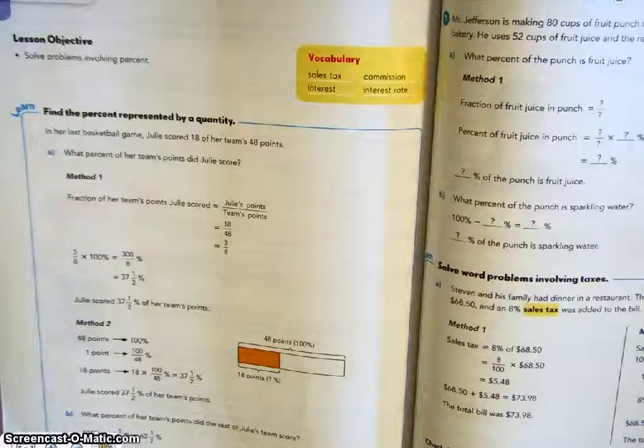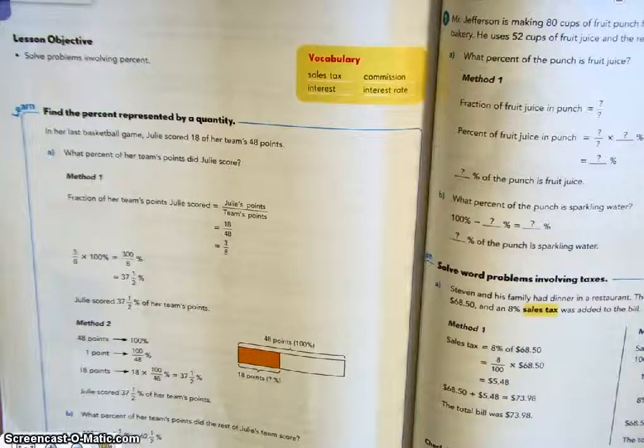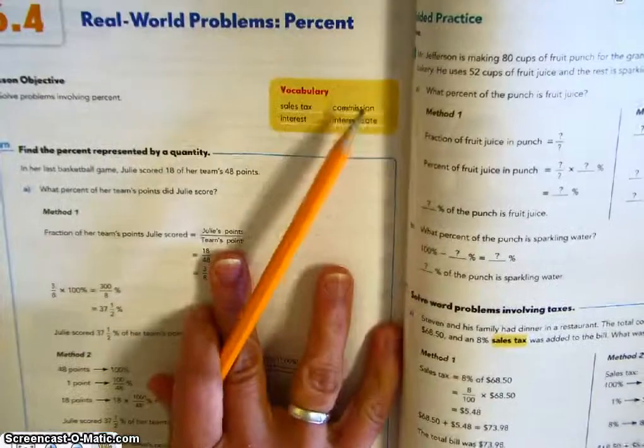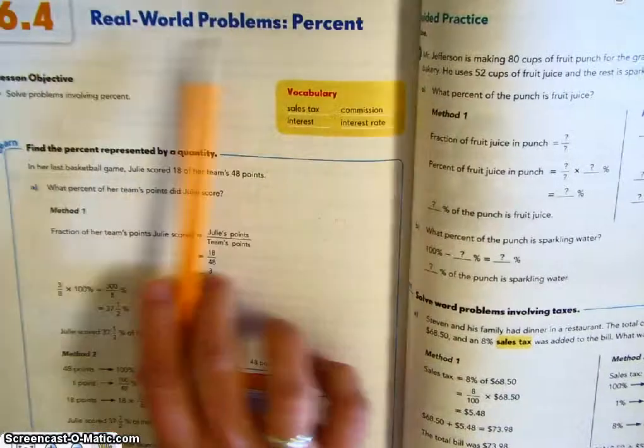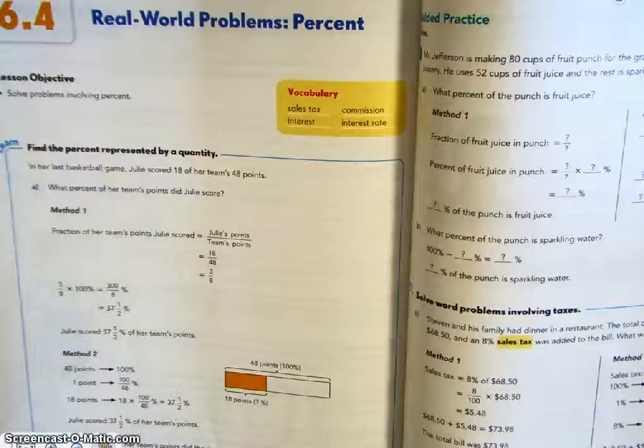Hi guys, we are going to move on in our unit from 3.5, or I'm sorry, 6.3, and we are going to move on to a unit of 6.4, which is talking about real world problems using percents. Unfortunately, you still have to deal with my scratchy voice on your video, but hopefully you could be patient enough to understand what we're doing.